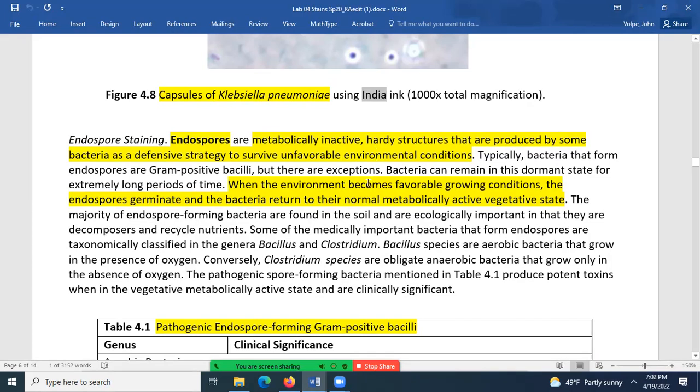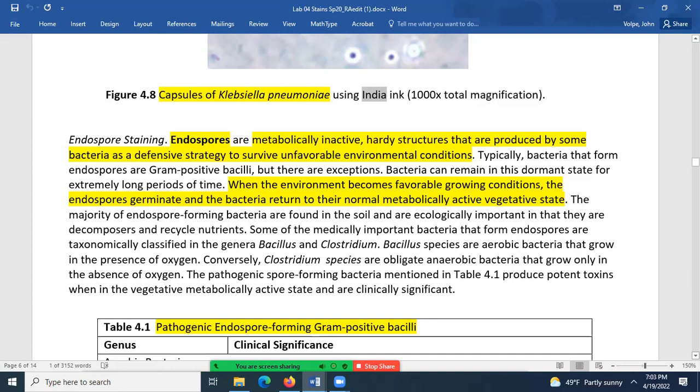When the environment changes and becomes favorable for the cell to grow, the endospore will germinate and the bacteria will return to its normal metabolically active vegetative cell. A vegetative cell is a cell that is metabolically active in its normal state, actively metabolizing and reproducing. Okay, an endospore is inactive, and its purpose is just to survive.